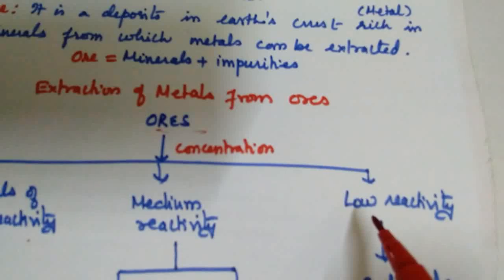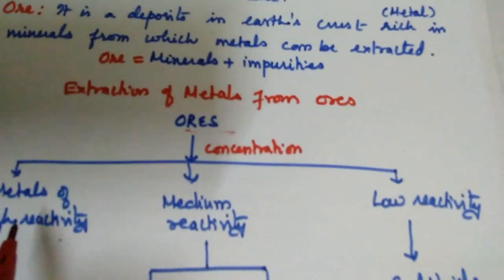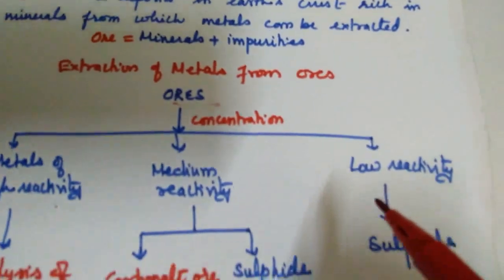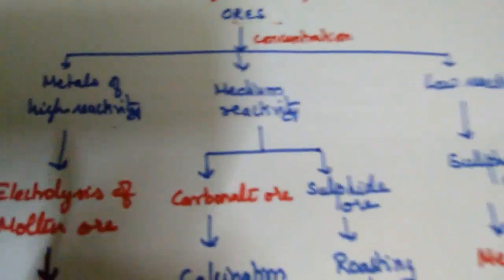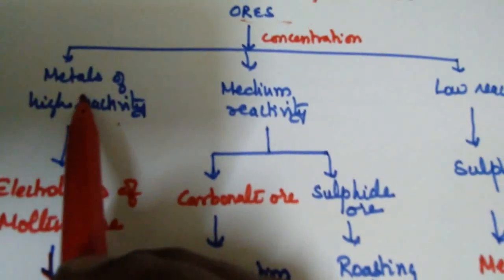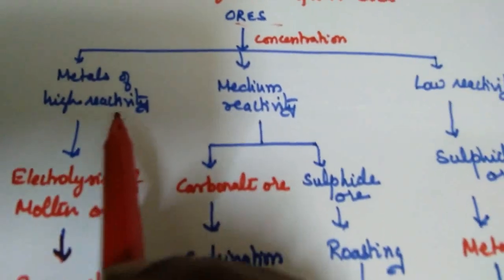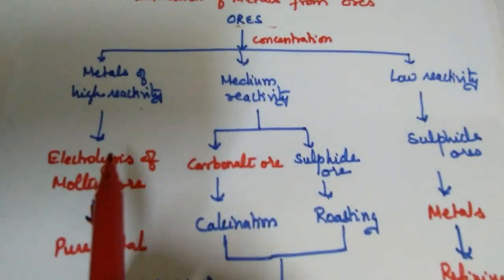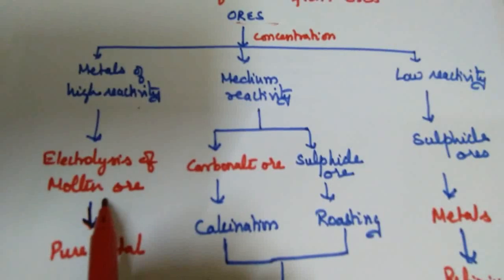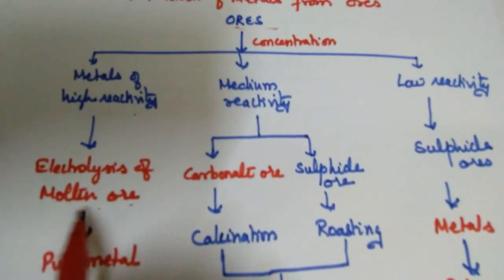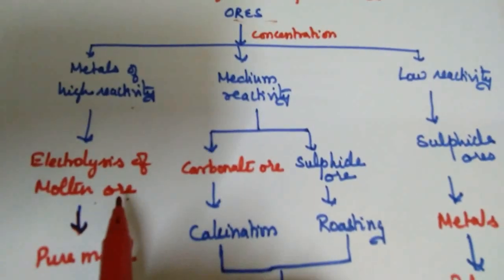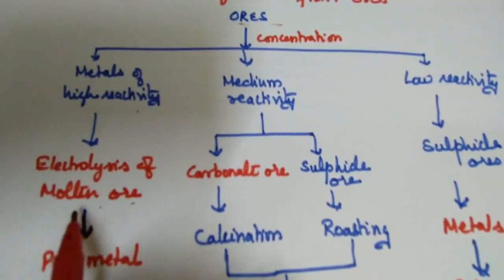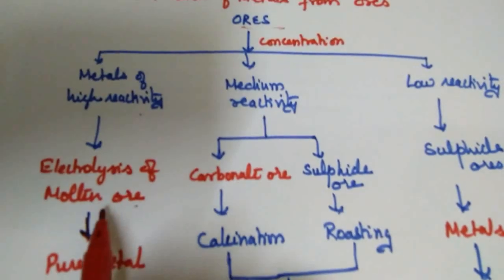Do you remember the reactivity series where we have classified metals into high reactivity, medium reactivity and low reactivity? Refer to the reactivity series. Let us see what happens if I have minerals of metals of high reactivity. How to extract the metal out of it? Here we have electrolysis of molten ore. So we melt the ore to a molten state. It is not 100% liquid state, it is quasi-liquid, quasi-solid. That is called the molten state.